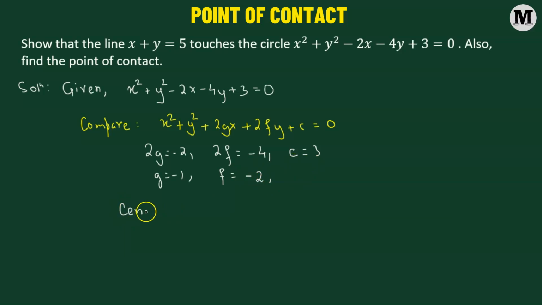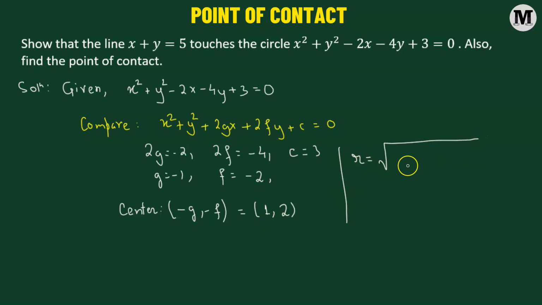Now we can immediately define the coordinates of the center. The center is defined by negative g comma negative f, which means that for our case, since g is negative 1, negative g will become positive 1. Similarly, negative f will become positive 2. We have the coordinates of the center. Let's find the radius. The radius is defined by r equals the square root of g squared plus f squared minus c. So g squared will be 1, f squared will be 4, and c is 3. So we have 4 plus 1, that's 5. 5 minus 3 will be 2. So we have the square root of 2. That's going to be the radius of the circle.